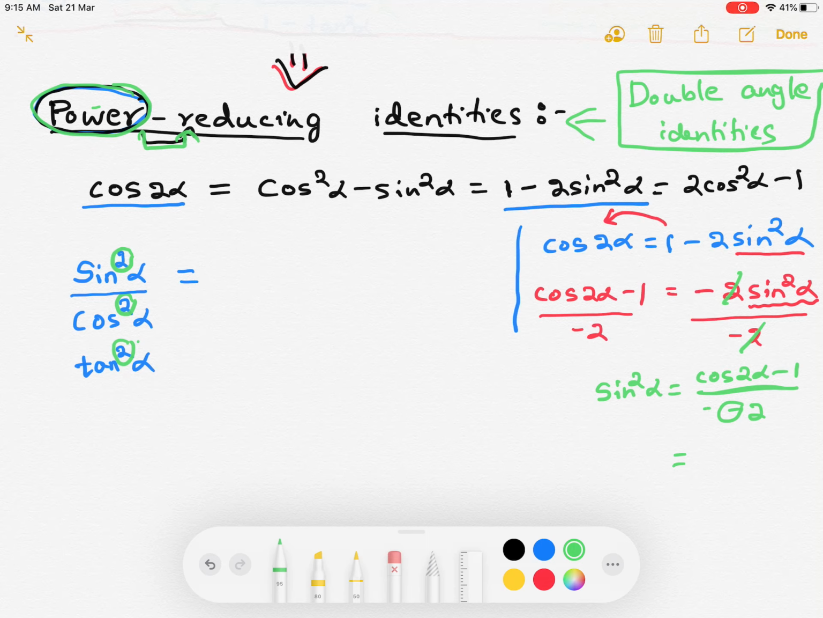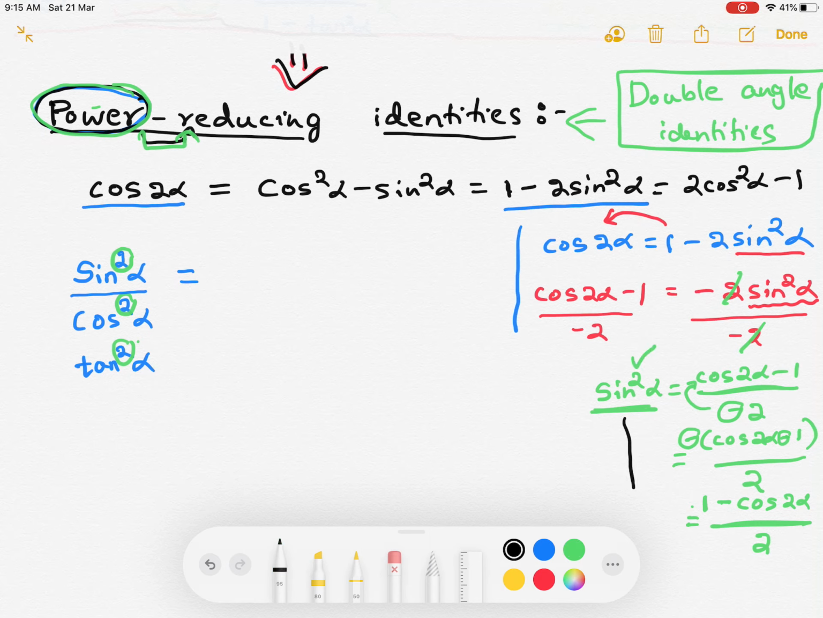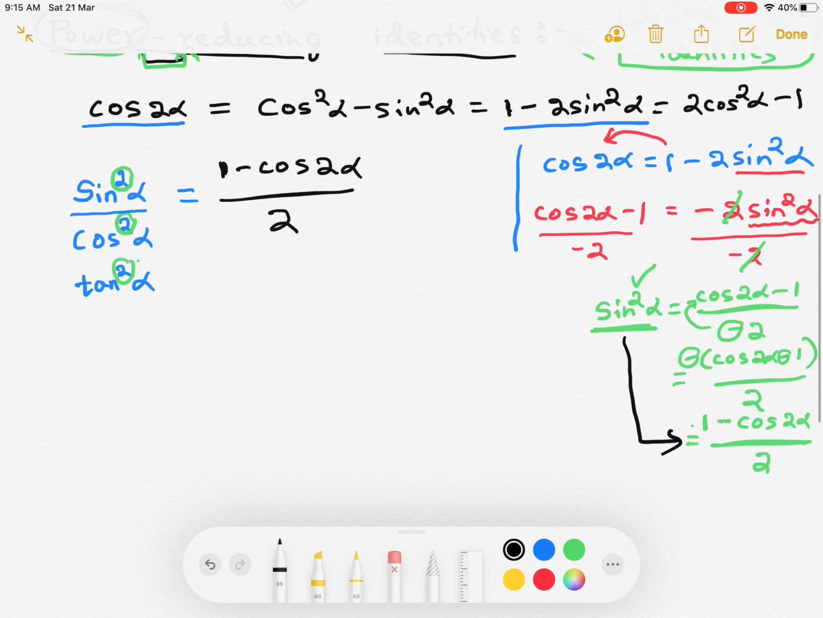So now what we do? We multiply this minus 2 here. Minus cosine 2 alpha minus 1 over 2. So it will be 1, because minus into minus is plus 1, and minus into cosine 2 alpha is minus cosine 2 alpha, over 2. So we got the formula for the sine square alpha, that is 1 minus cosine 2 alpha over 2.